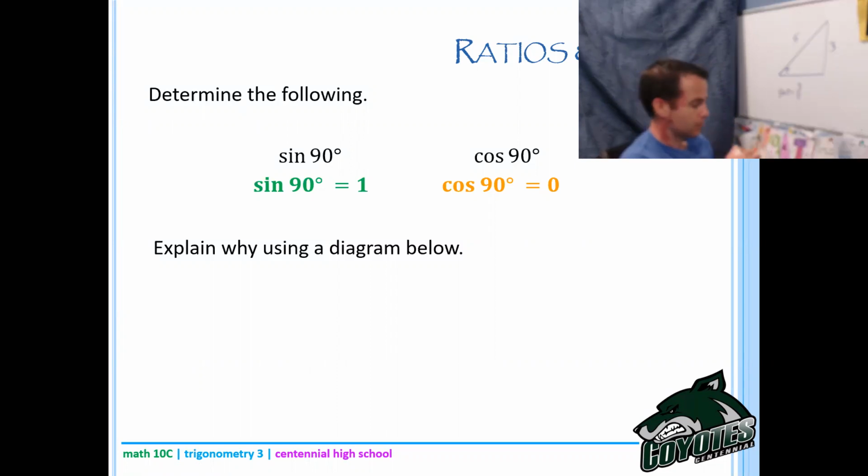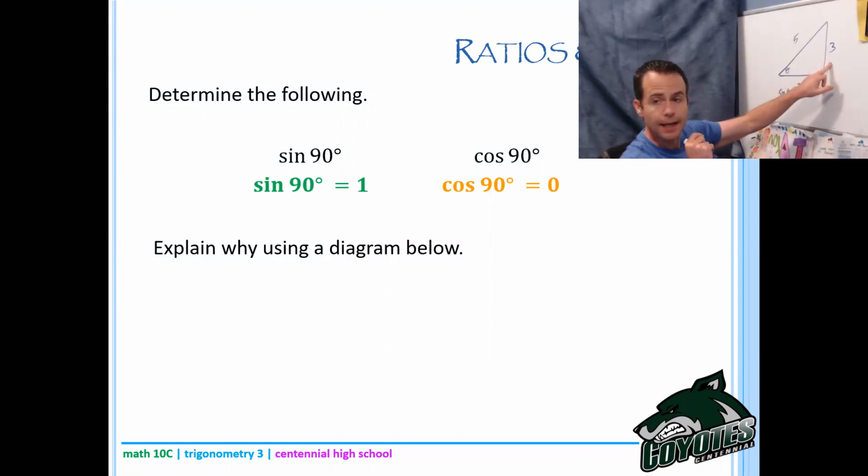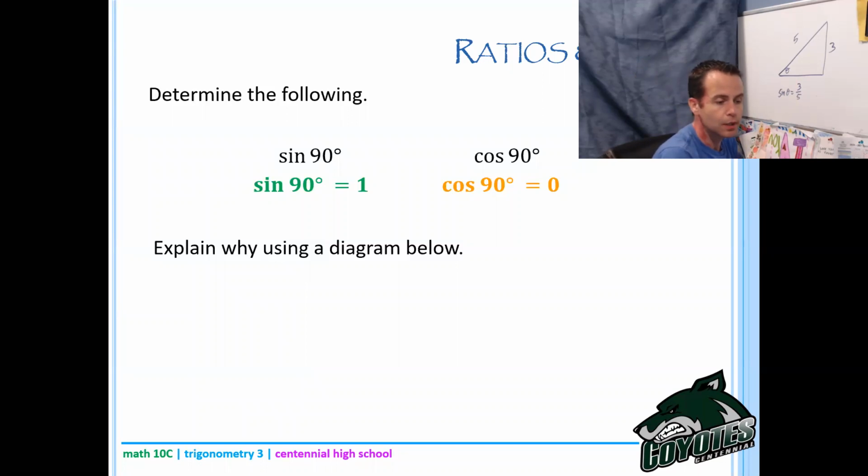Now, what happens if I start making the adjacent here shorter? I'm going to leave this as 3, but I'm going to make this shorter. Let me get a different color here so you can see. So let's say now my triangle looks like this, and now that's theta. A couple of things I want you to notice.